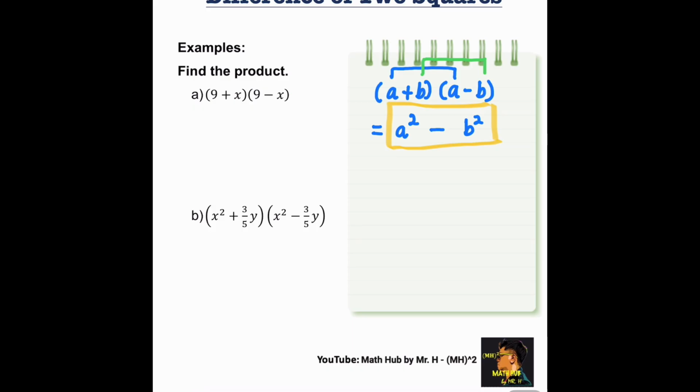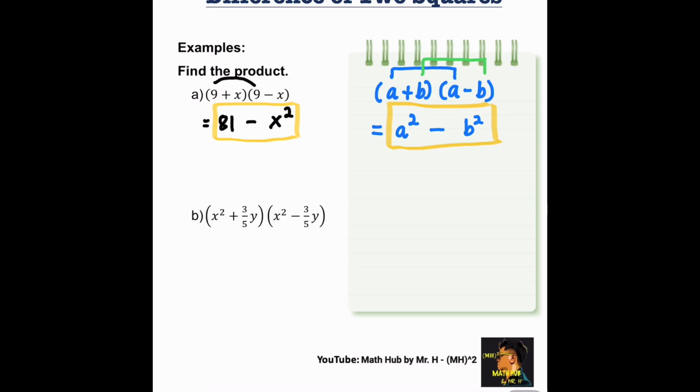So to find the product, we multiply first 9 and 9. So 9 times 9 is equal to 81. And we multiply the second terms. So x times x is x squared. And the sign in the middle is always negative or minus. And that's it. That's the answer. How about the second one? Feel free to pause the video and try to answer on your own.